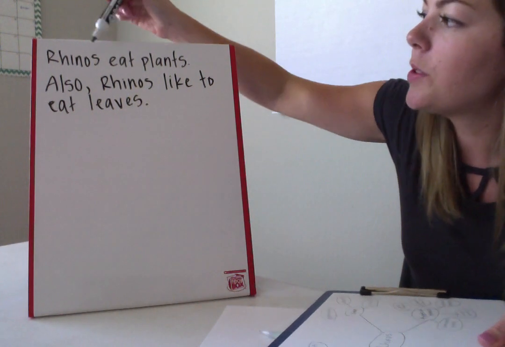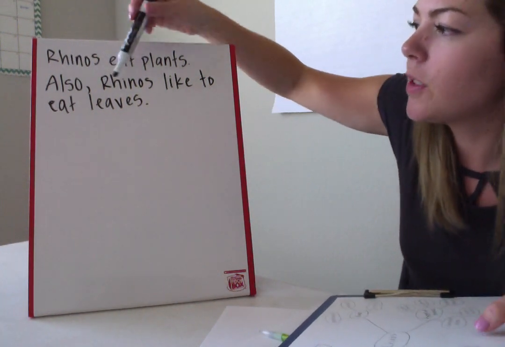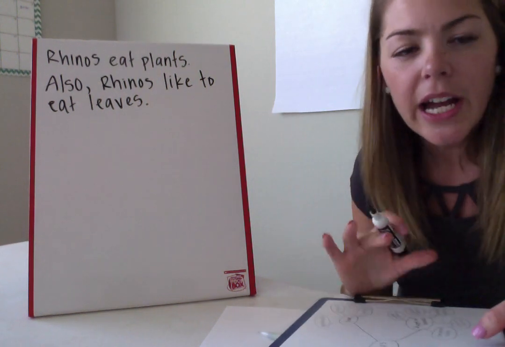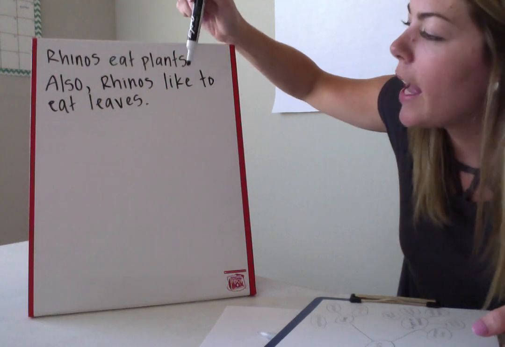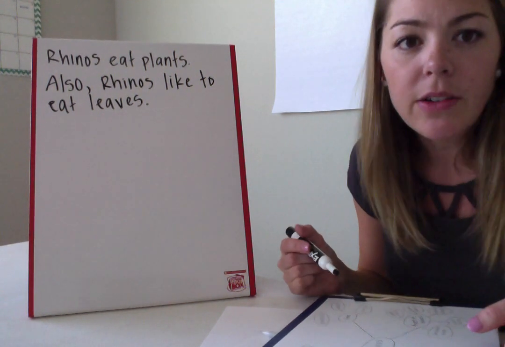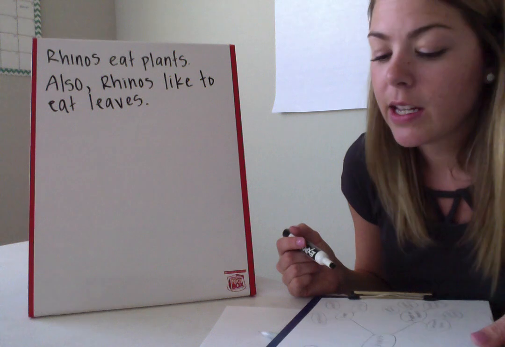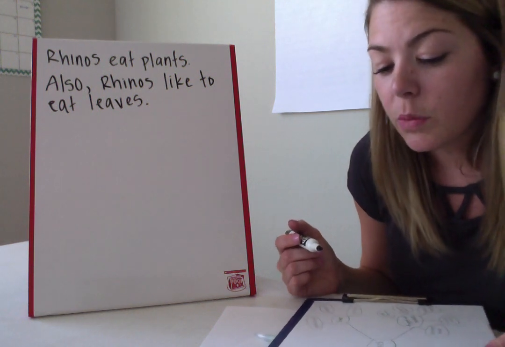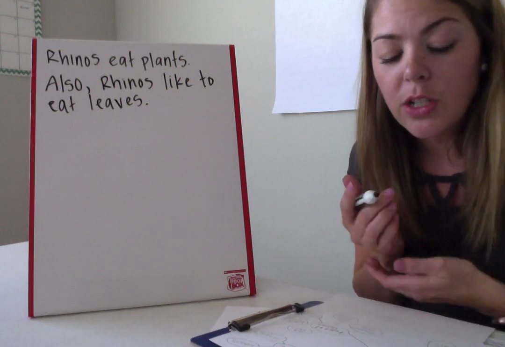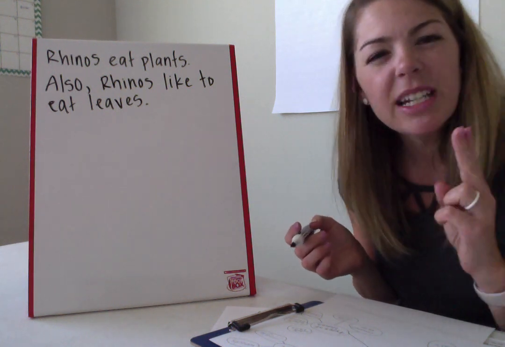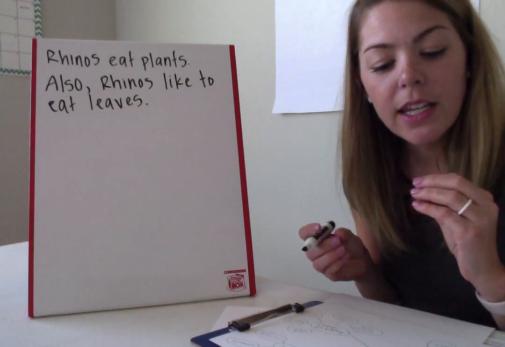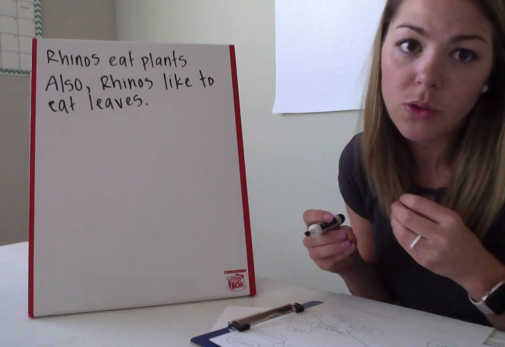So far I have rhinos eat plants. Also, rhinos like to eat leaves. Do you see how I kind of changed up the words just a little bit? I just added in the word also and like to make it sound a little bit different than the first sentence did. Okay, now I'm going to add the word grass. But what I'm thinking I want to do for my last two ideas, I have grass and I have herbivore, I think I'm going to combine those together and make a sentence that has just a couple of extra details.